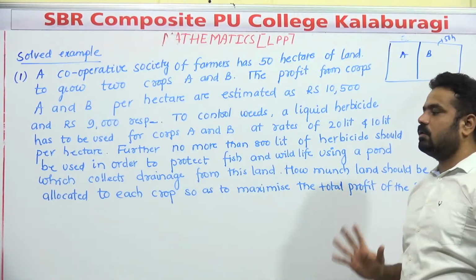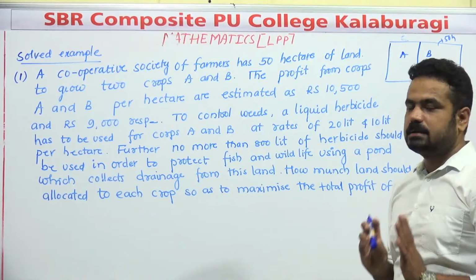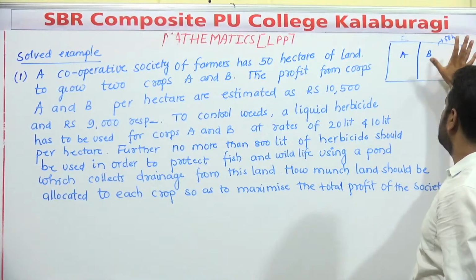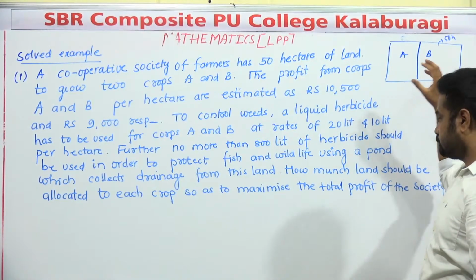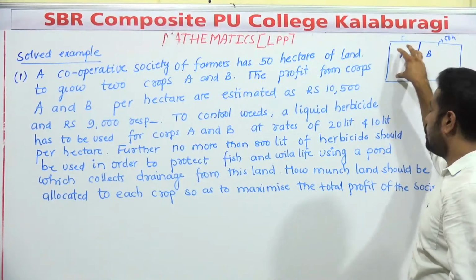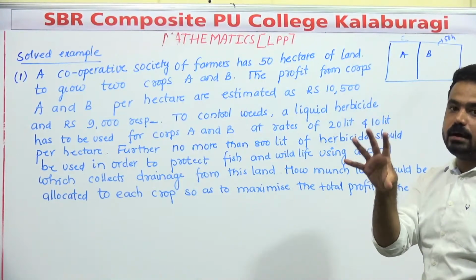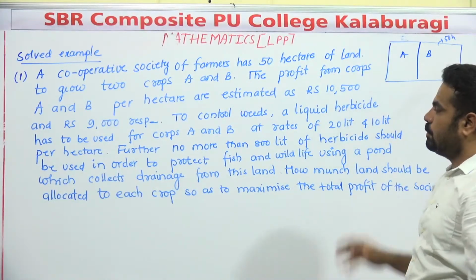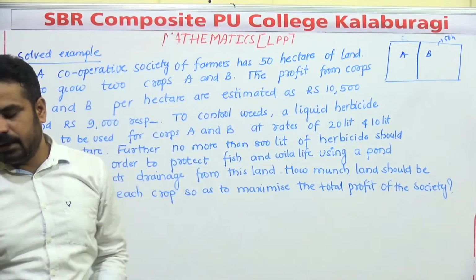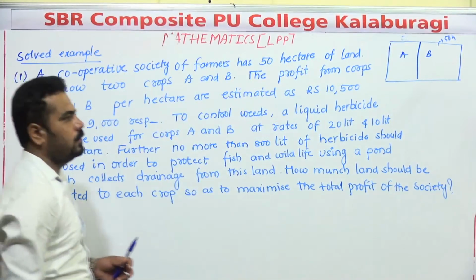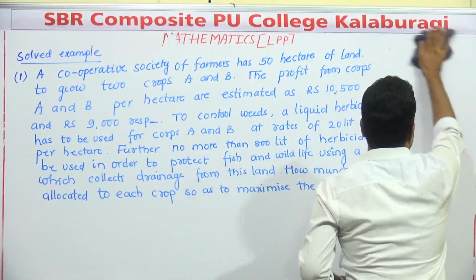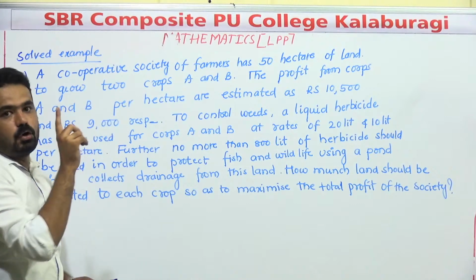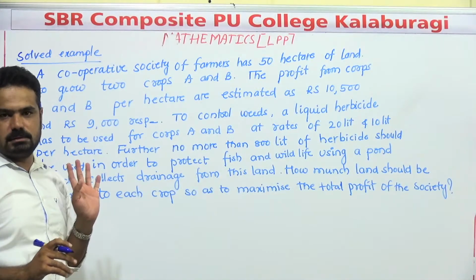Now the society wants the maximum profit. For that, out of 50 hectares, how much land should we allocate for crop A, and how much land for crop B? In that case, we want the maximum profit. Then what do we have to do? We have to make a table for this. What are the two main things here? Crop A and crop B are the main things. Those are the variables.